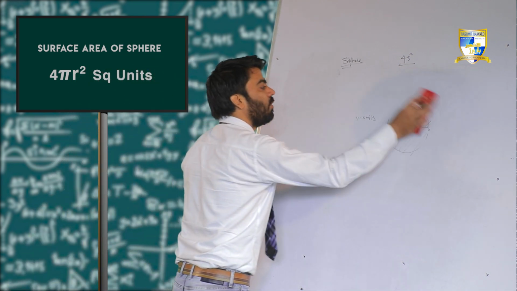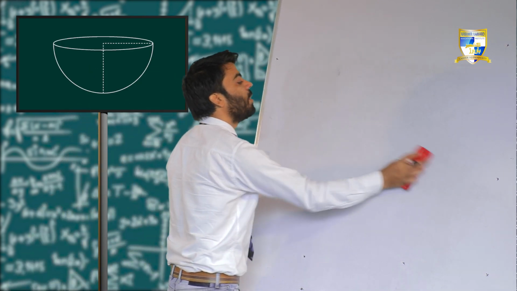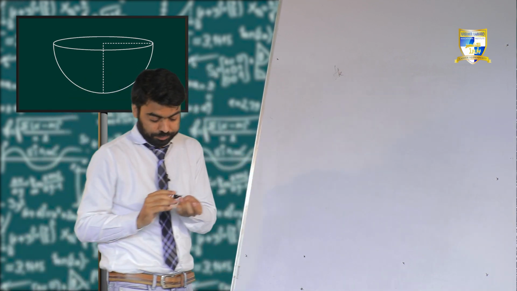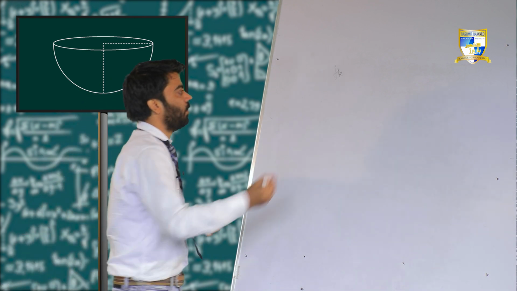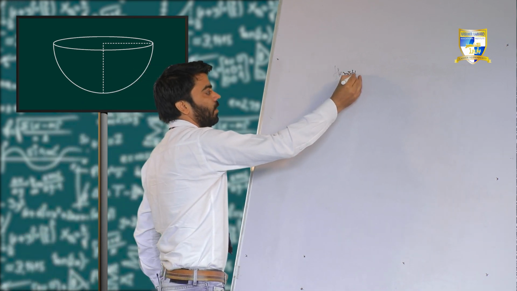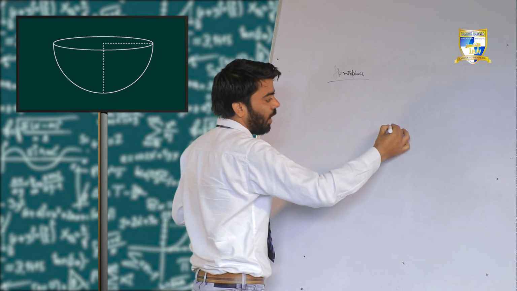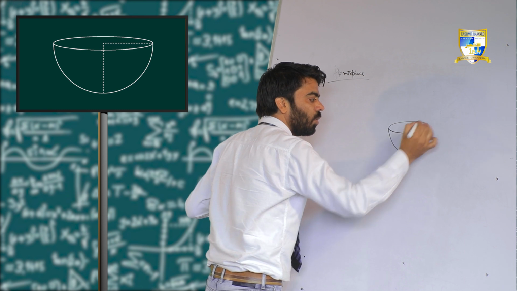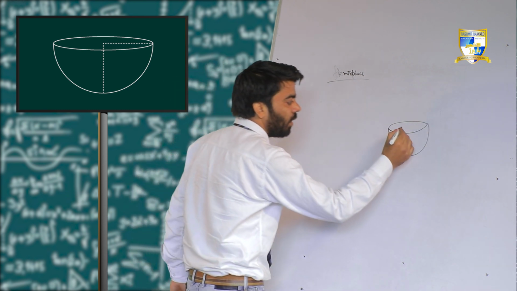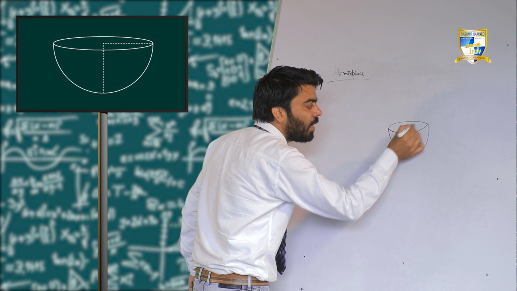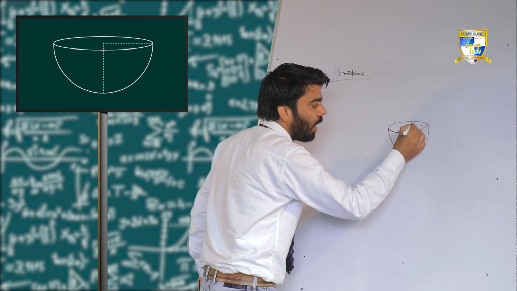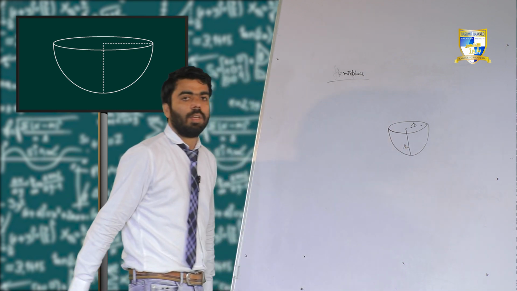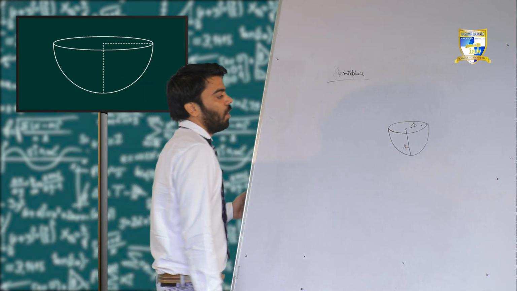Now our last figure, that's hemisphere. That is a half of sphere. Hemisphere. On 2D board, I can draw the hemisphere like this. Right? This is a hemisphere. Here, this is the center of the circle, and this is R, and this also will be the R. Am I clear? This is a hemisphere.